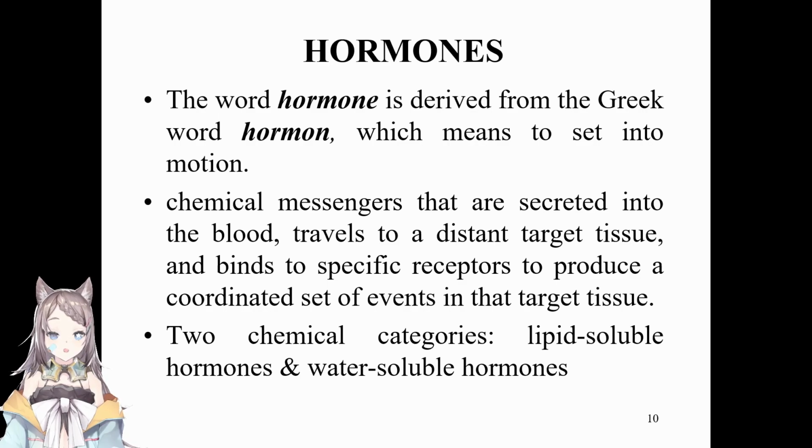The word hormone is derived from the Greek word hormon, which means to set into motion. It is very fitting for that function. Chemical messengers that are secreted into the blood travel to distant target tissues and bind to specific receptors to produce a coordinated set of events in those target tissues. We have two categories of hormones: lipid-soluble hormones and water-soluble hormones.